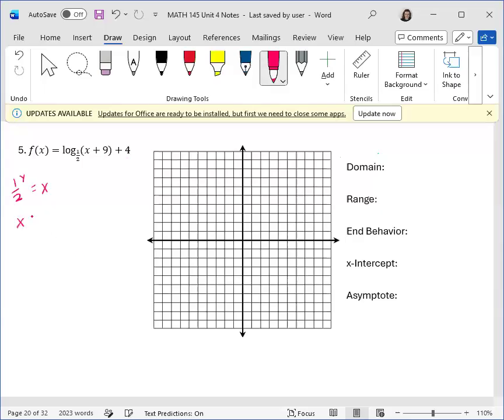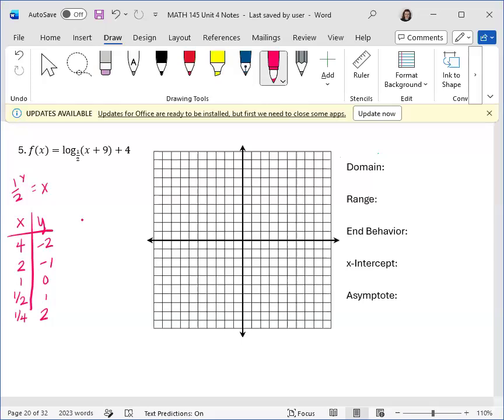Okay, so let's go ahead and form our parent function t-chart first. Our y values that I'm selecting are -2, -1, 0, 1, and 2. Evaluating that, 1/2 raised to the -2 power means we're going to reciprocate that. So that's really 2 squared, which is 4. 1/2 raised to the -1, again, we're going to reciprocate that. So that's 2 to the first, or just 2. Anything raised to the 0 power is 1. 1/2 to the first is 1/2. And 1/2 squared is 1/4.